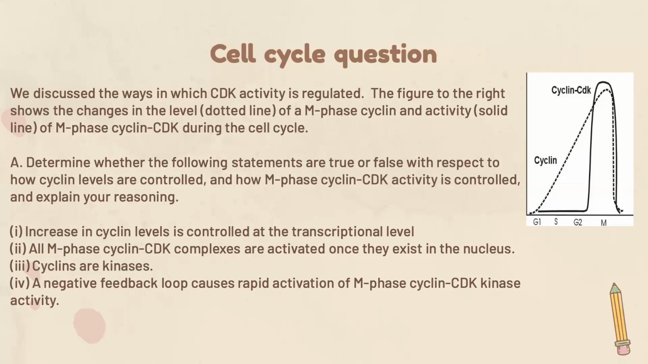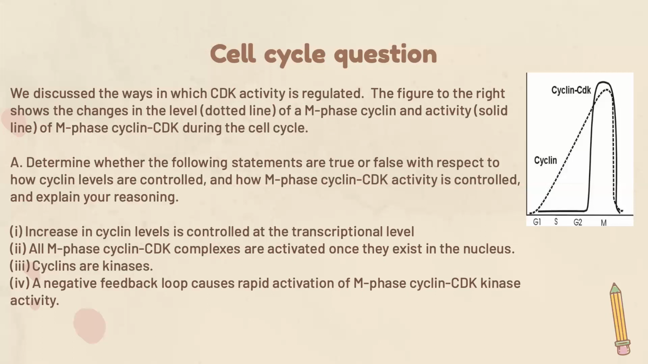I see a thumbs down. Yes, so this is false. CDK has to be phosphorylated by CAK, the CDK activating kinase, and it has to lose its inhibitory phosphate put on there by WEE1 in order to become active. Even when M cyclin is bound, as long as it has the inhibitory phosphate on it by WEE1, it will still not be active.